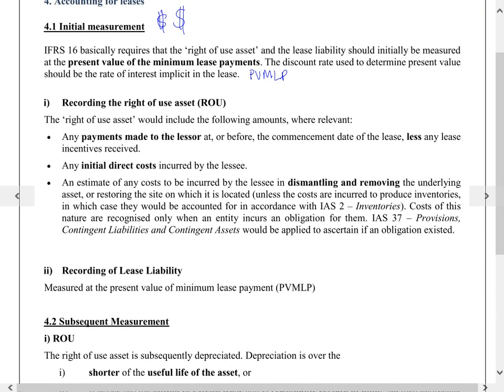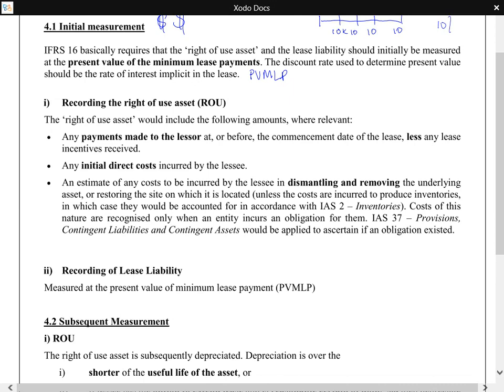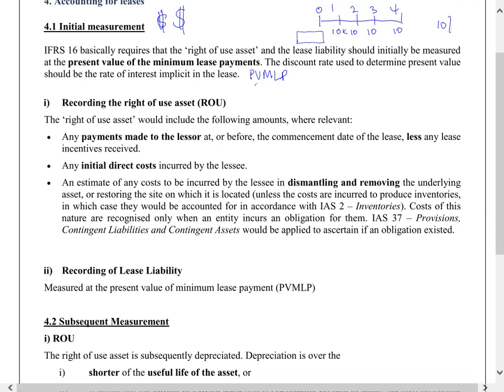What is present value of minimum lease payment? Every year I will pay, let's say this is a 4 years lease. I'm going to pay lease every year 10,000, 10,000, 10,000, 10,000. So the lease payment is 10, 10, 10, 10. So what must we do? What's the value today? If the interest rate is 10%, this 10,000 I'm going to discount 1 year, discount 2 years, discount 3 years, discount 4 years. So this is the present value of the lease payment.